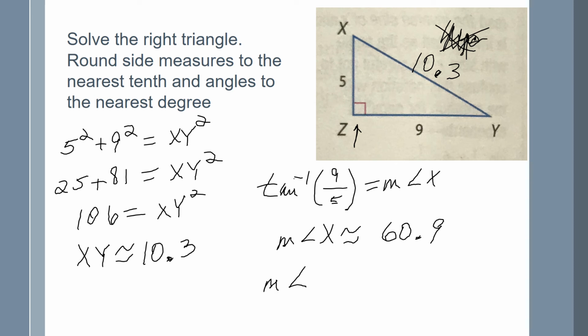I told you pick one angle. I know that the measure of angle y has got to add with the measure of angle x to make 90. Those have to be complementary angles. So since 60.9 is approximately 61, the other angle's got to be 29.1. I don't have to do any trig. I just got to do some simple subtraction, right? Because 60.9 plus 29.1 is 90. So we've solved all the measurements here that we were missing. We solved for xy, we solved for x, and we solved for y.